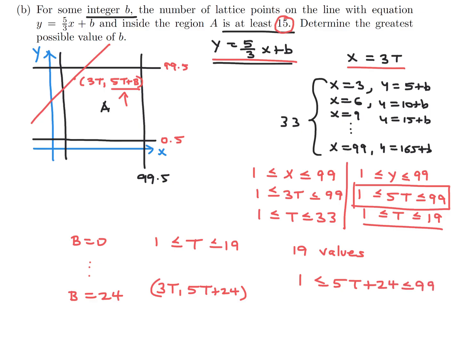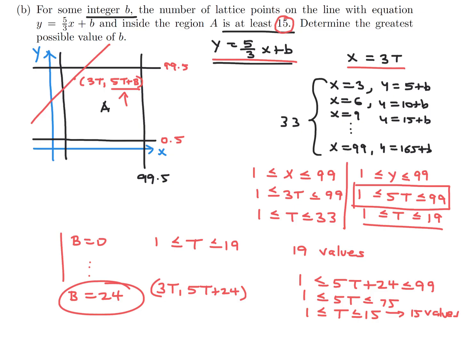less than 99. And that is going to be 5t less than 75. And then when you divide through by 5, you get t less than or equal to 15. And this gives you 15 values. And that occurs when b equals 24. So you have to sort of keep going there and get to a point where it's at least 15 for the number of lattice points inside region A.